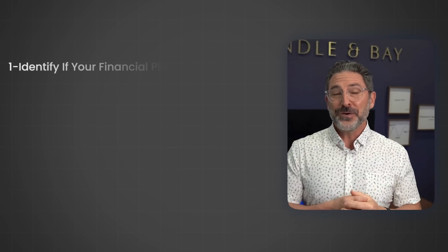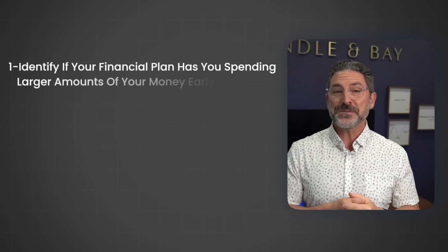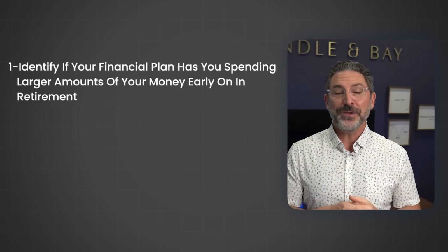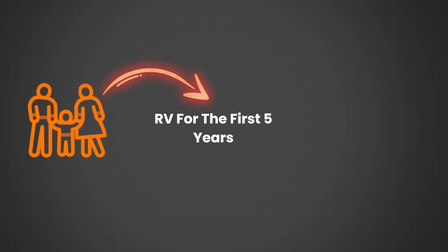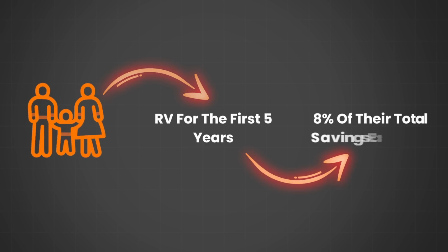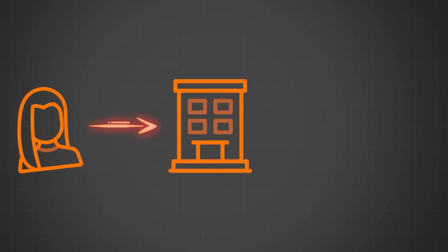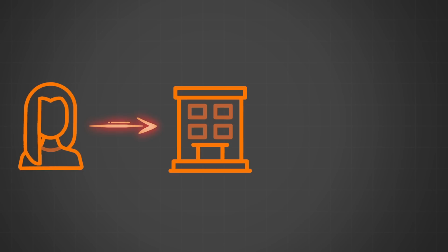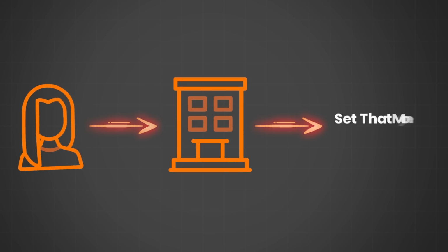First, you want to identify if your financial plan has you spending larger amounts of money early on in retirement. This means that you would be more at risk of having these unfavorable negative sequences of returns. So two examples of how this might apply to people. Example number one, a family paying off an RV for the first 5 years of their retirement, and they're spending 8% of their total savings each year. Example number two, we had a mother wanting to help her son buy a condo during the first few years of her retirement. And so what we did is she set money aside in a CD.